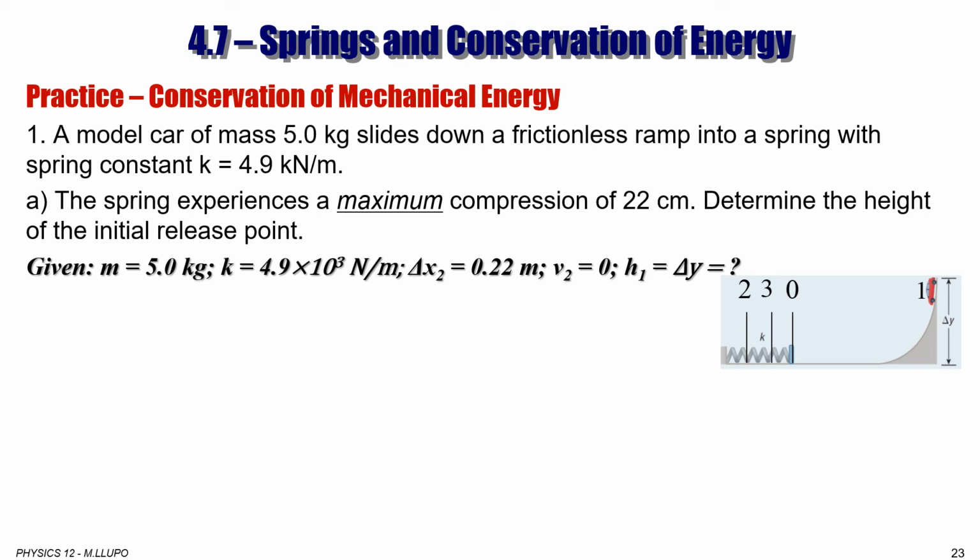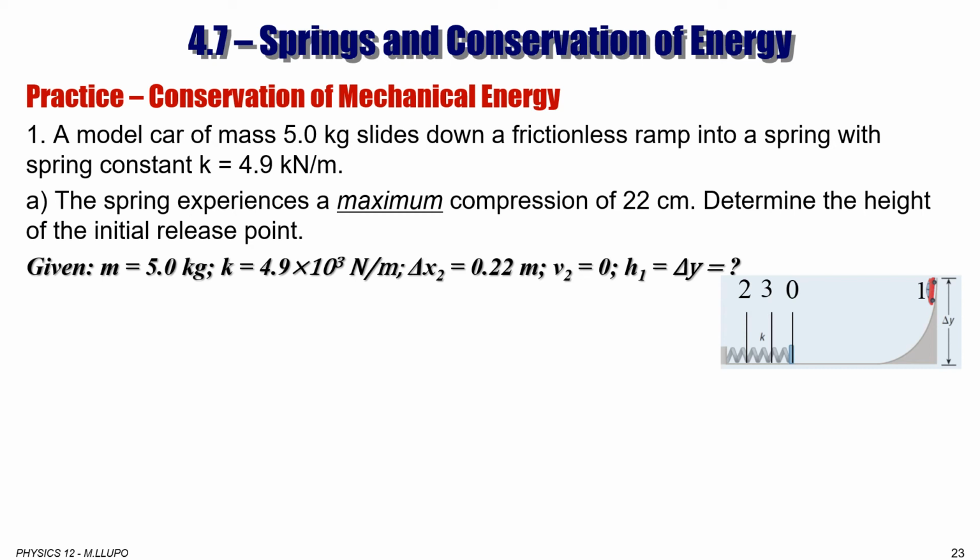A model car of the mass 5 kilogram slides down a frictionless ramp into a spring with a spring constant of 4.9 kilonewton per meter. So that means 4.9 times 10 to the power of 3 newton per meter. The spring experienced the maximum compression of 22 centimeter or 0.22 meter. Determine the height of the initial release point.